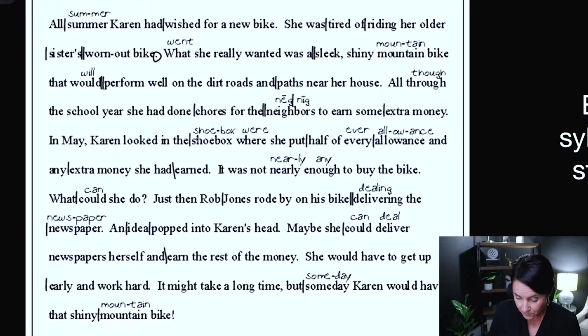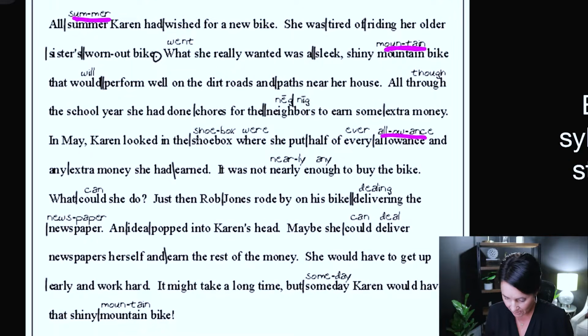Notice that this student is breaking down big words here. Summer, mountain, allowance, newspaper, those types of things, shoebox, okay? He's kind of breaking up those words and he's doing it properly. So if I'm going to quickly find a strength, I'm going to say, wow, this kid is taking the bigger words, breaking them down, and actually using his morphology or structural analysis to do so. You could say using syllables to do so.